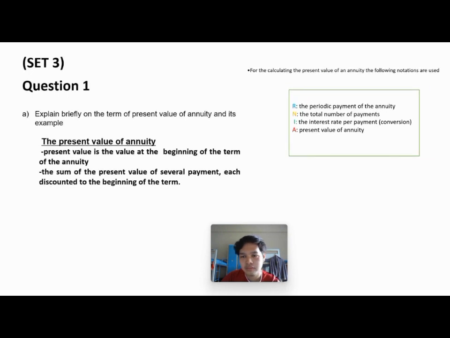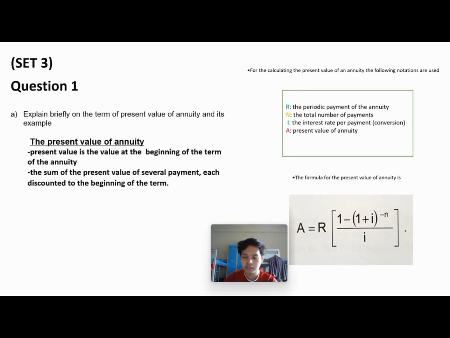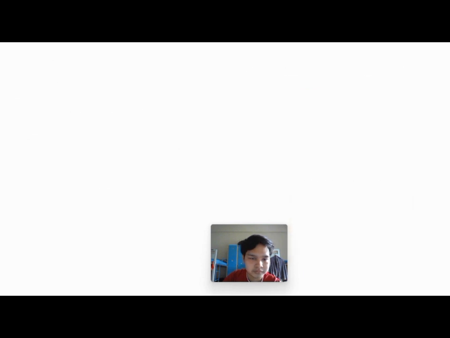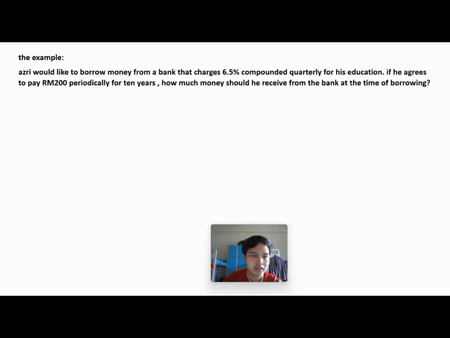For calculating the present value of an annuity, the following notation is used: R is the periodic payment of the annuity, n the total number of payments, i the interest rate per payment, and A the present value of the annuity. This is the formula we use for present value. Let's take a look at an example.